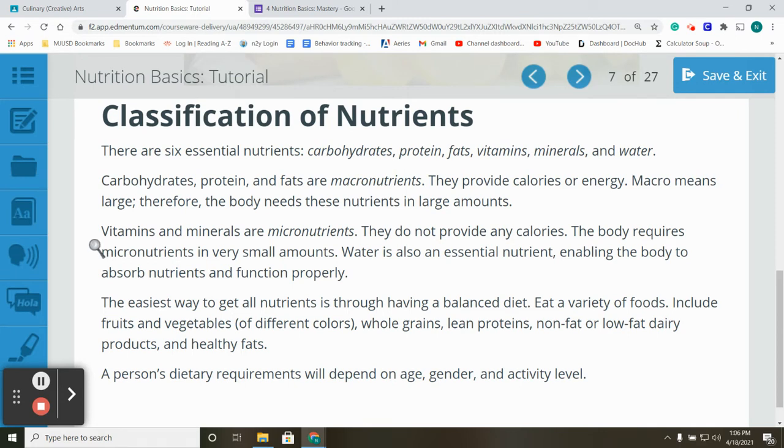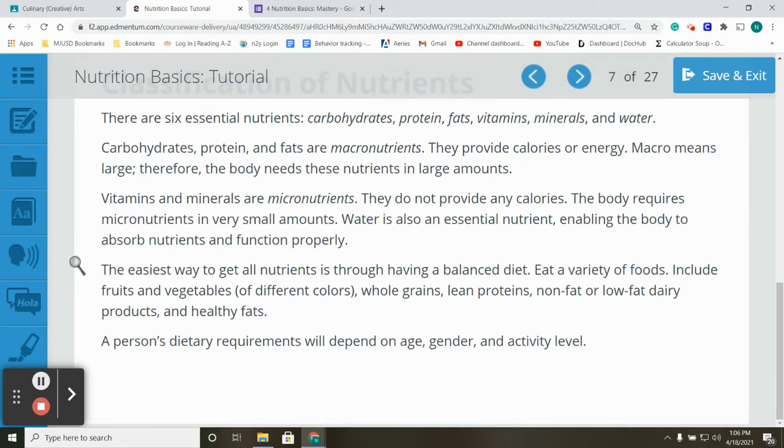Vitamins and minerals are micronutrients. They do not provide any calories. The body requires micronutrients in very small amounts. Water is also an essential nutrient, enabling the body to absorb nutrients and function properly.